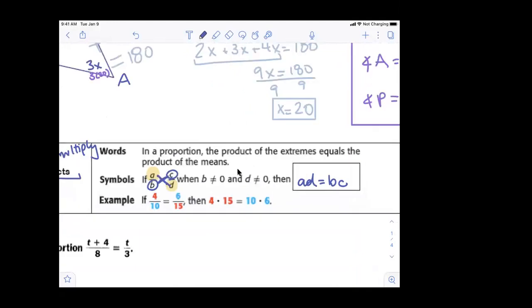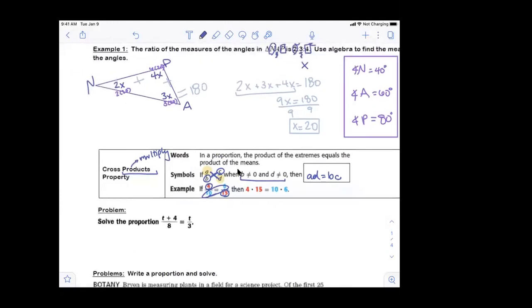So it gave it to us in words. You don't need to know the words. It gave it to us in symbols, which makes a little more sense in my brain. The only other thing I want to bring up is that the denominators, B and D, cannot equal 0, or else we'd have undefined numbers, which would be a problem. And then it gives us an example. It says if 4 over 10 equals 6 over 15, then you can multiply 4 and 15, and then 6 and 10, and they should equal each other.